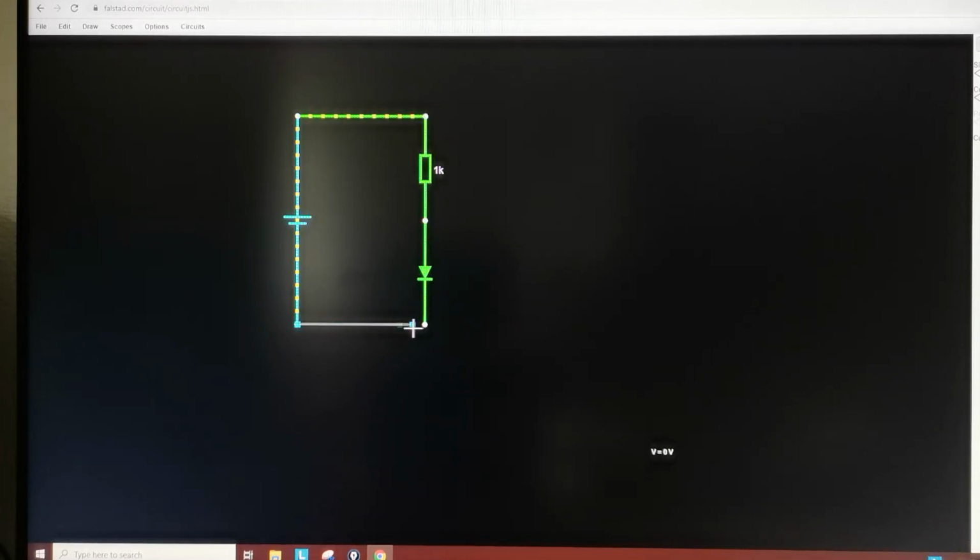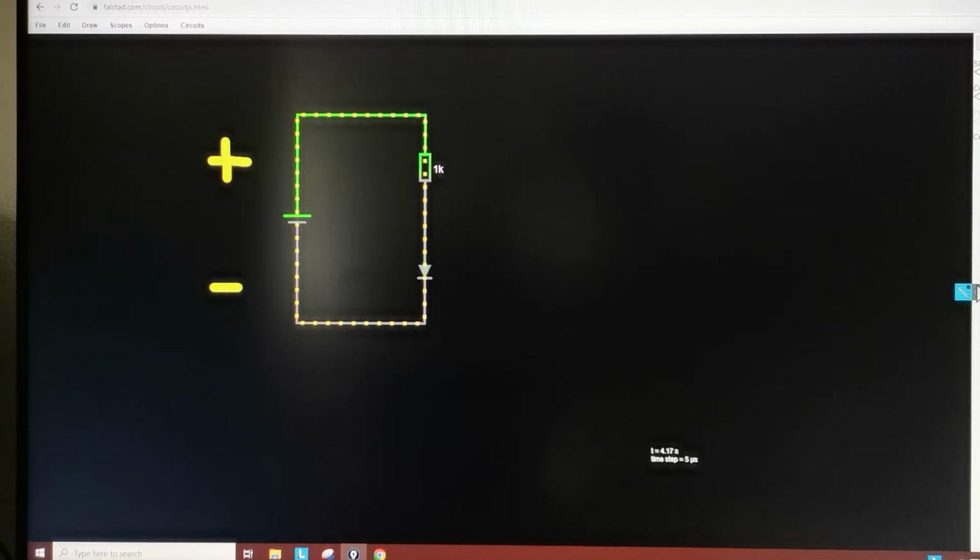Finally, another wire to drag it across, and you'll see that we've got a current flow like before in a clockwise direction. I'm going to hit escape to get rid of the crosshair. So our current's flowing clockwise because the battery here is positive at this side, negative at the bottom.